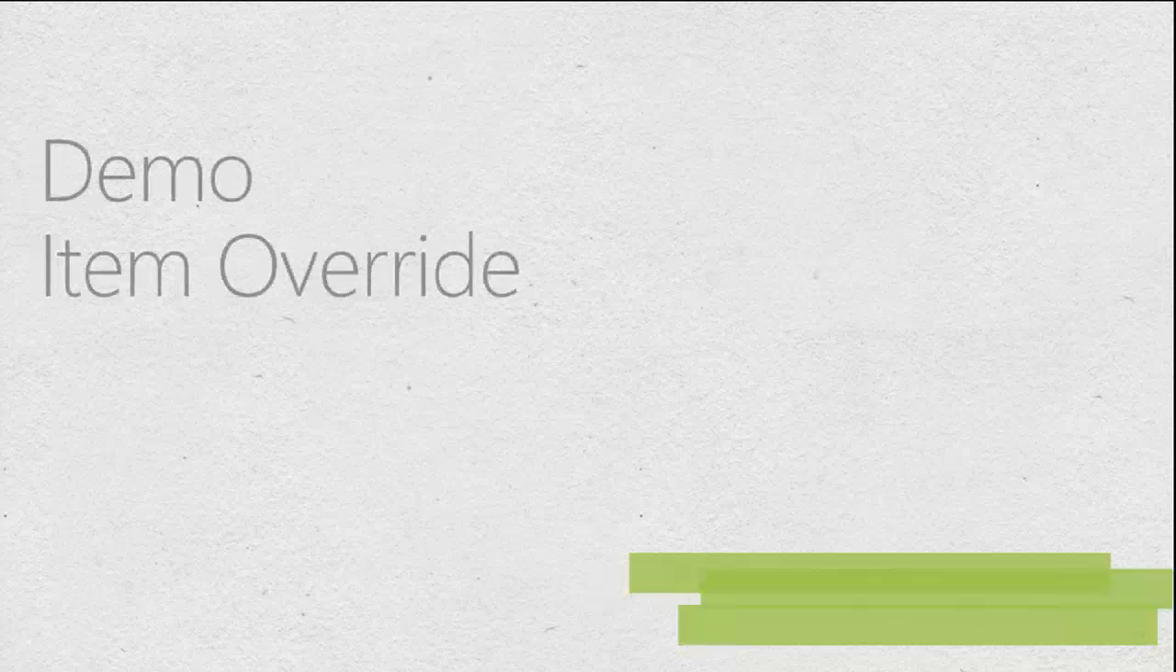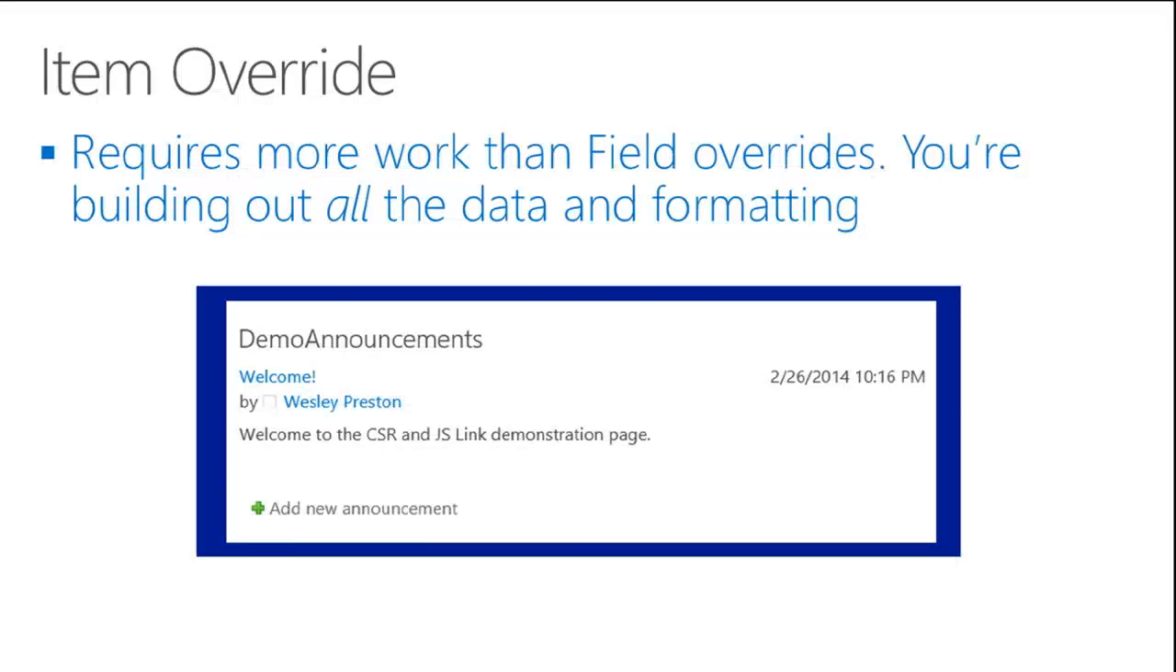All right. So an item override. What we're talking about here, again, is taking that whole entire item and writing it from scratch. So it's a lot more work. Rather than just doing the formatting on this single field, now we're getting into building the entire thing. I'm not going to build this example here. I wanted to show this because it's an out-of-the-box example.